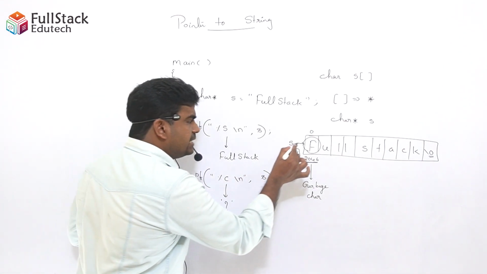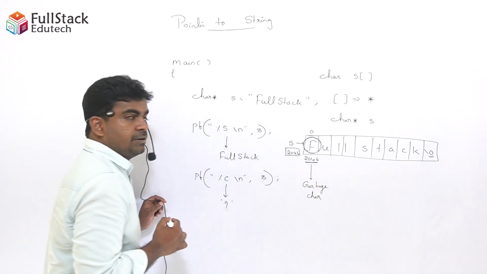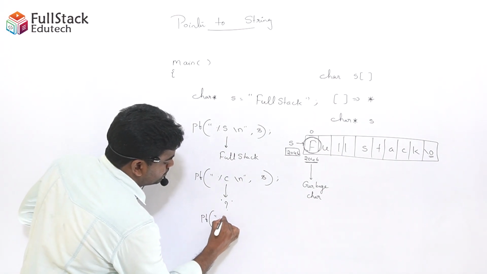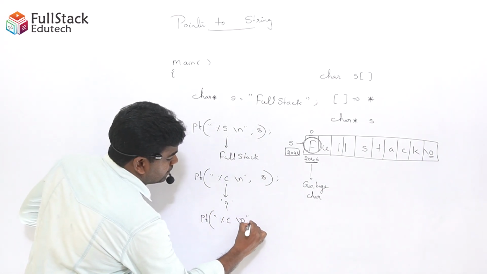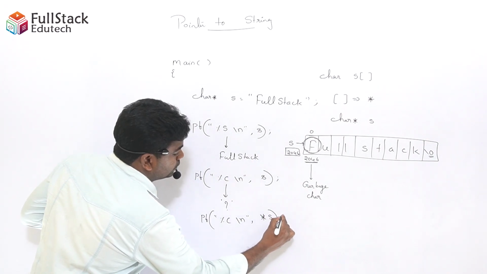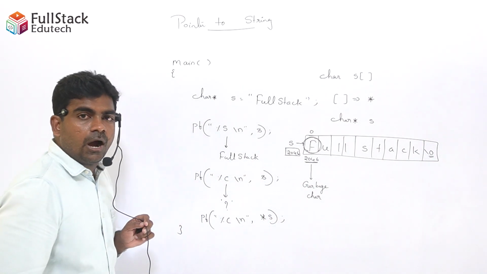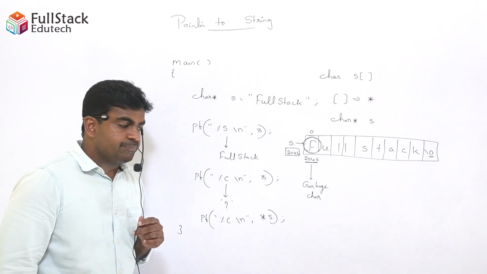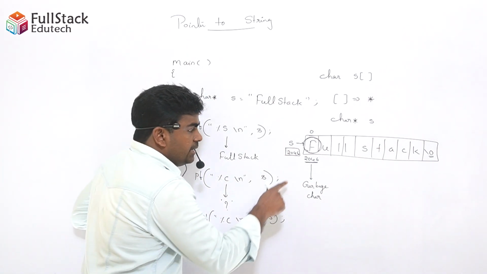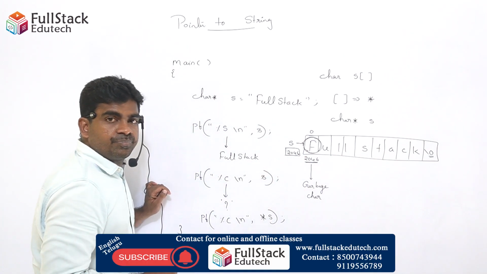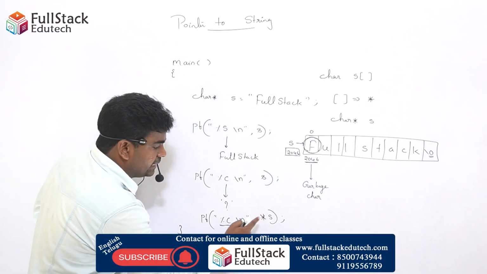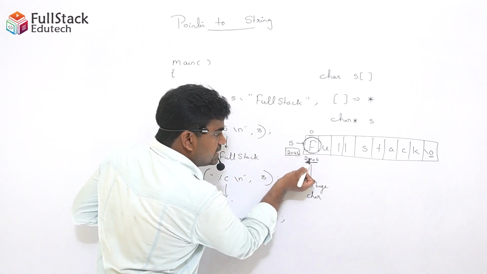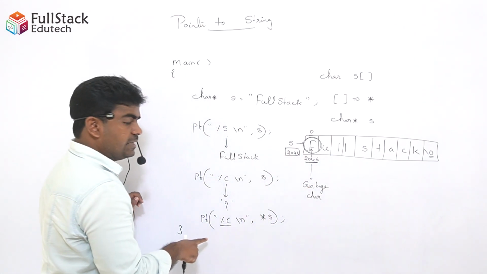So then how can we display the first character? printf percentage c, pointer s we need to specify. How to specify? Star s we need to specify. Now what is that s value? It is 2046. Here a single character I am printing. Star s means what? For that value, the character which is inside that memory location will display.